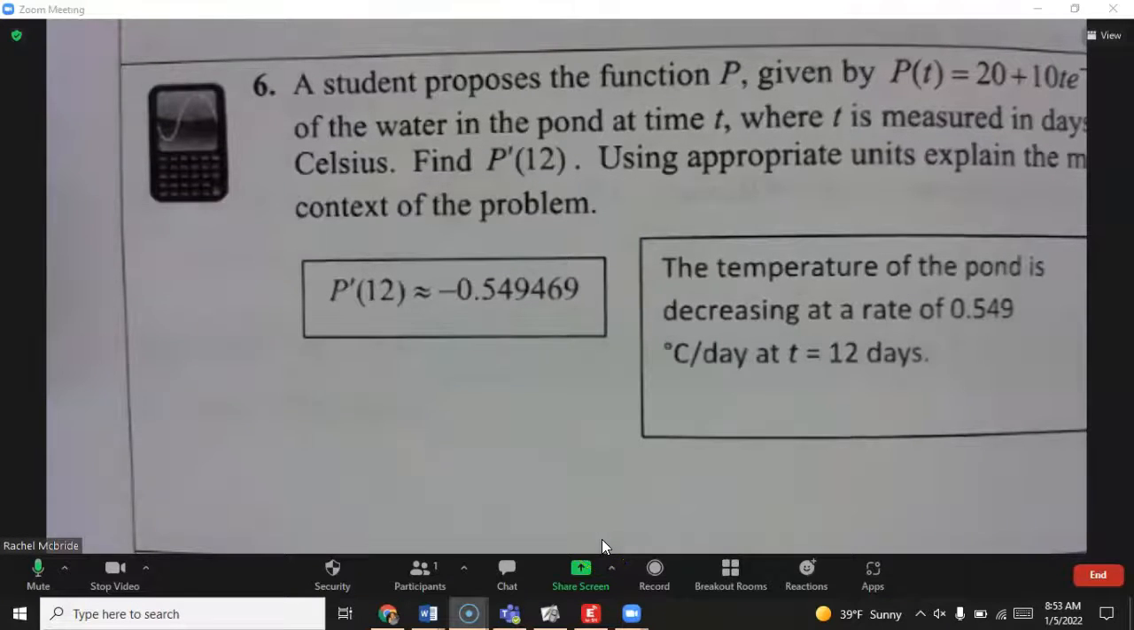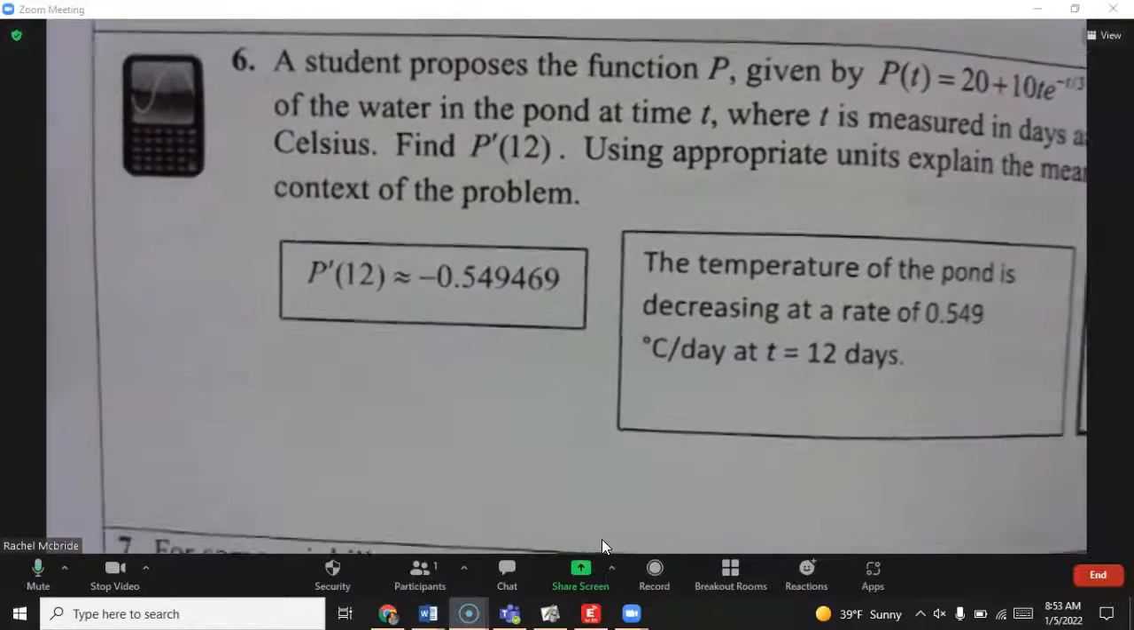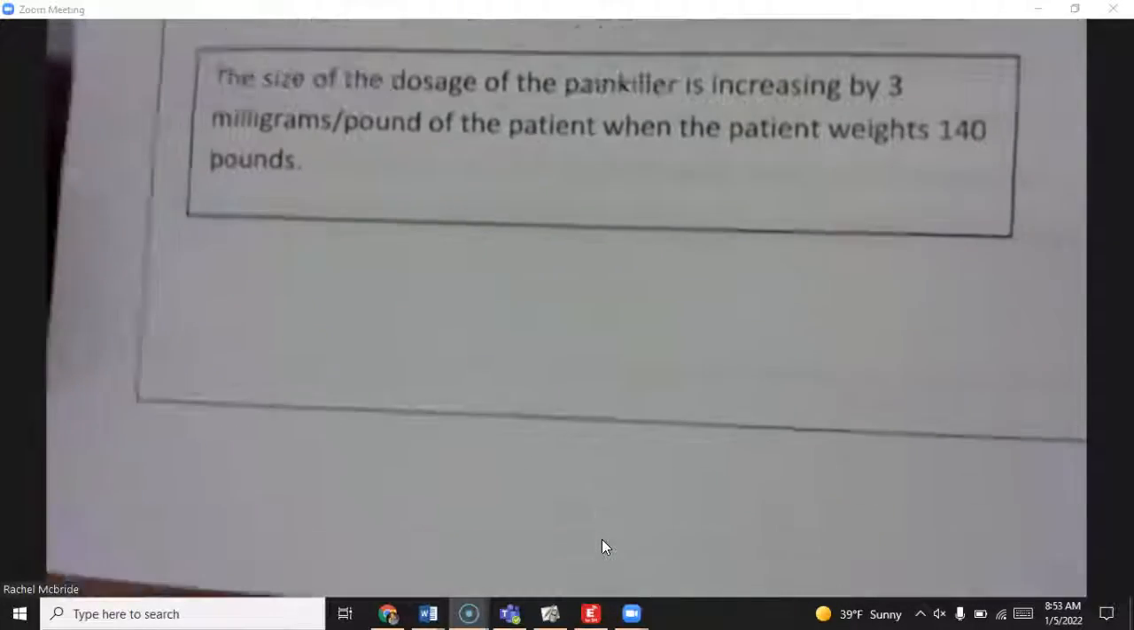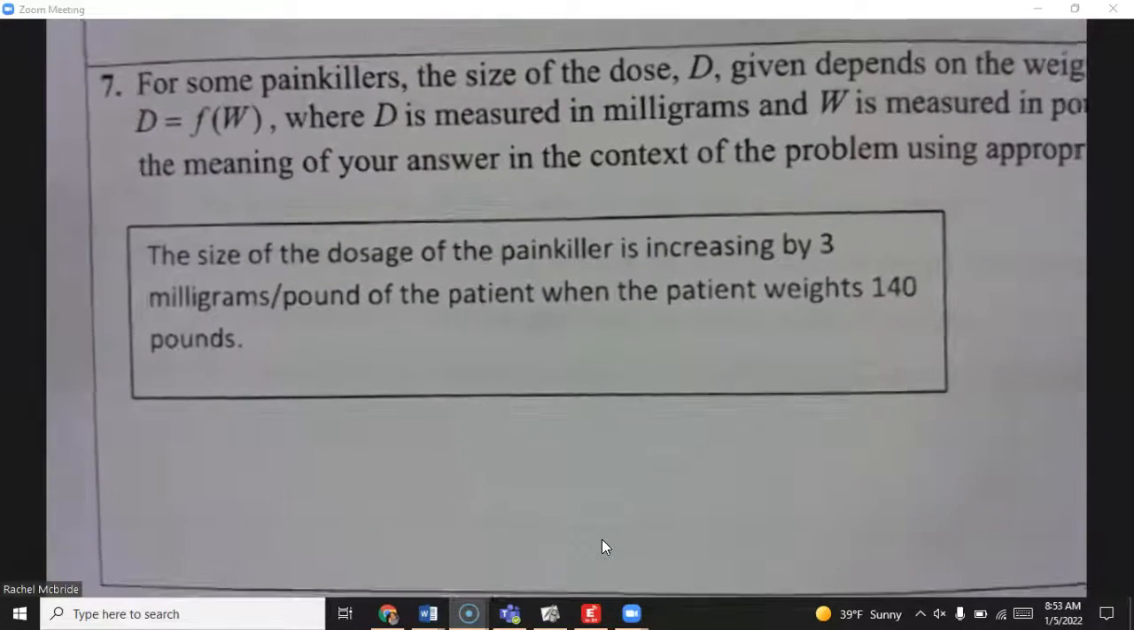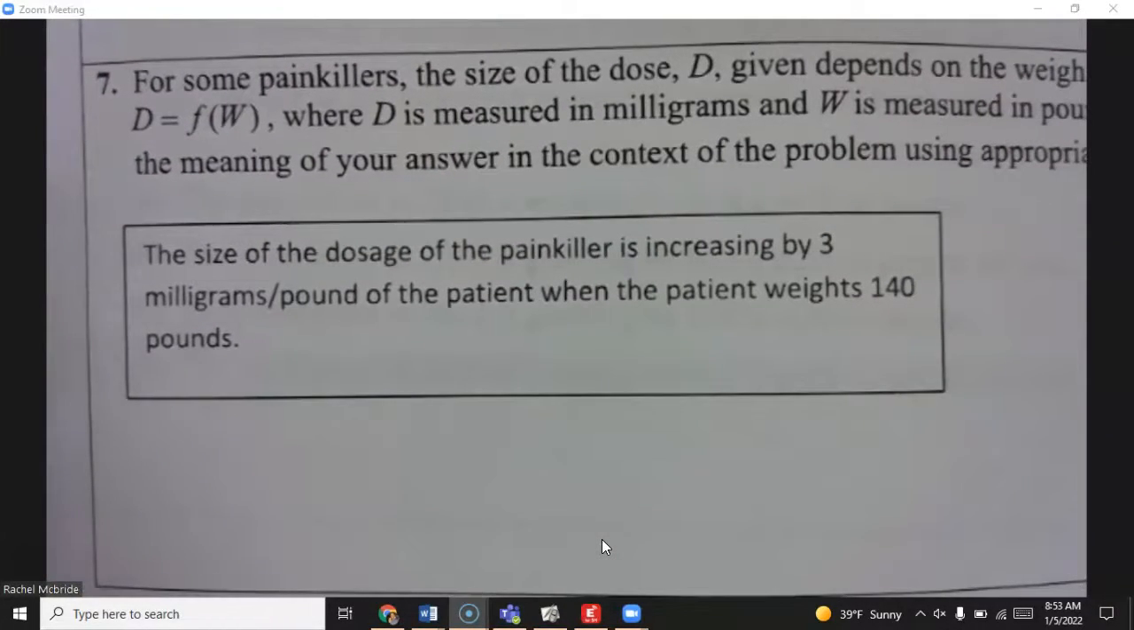All right, everybody okay for 6? Mhm. All right, so 7. 7 was tricky. Oh, I got that one. Is it 3 milligrams per pound? Yeah. That was easy.